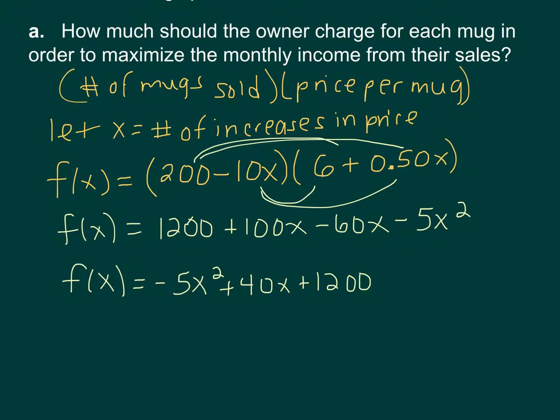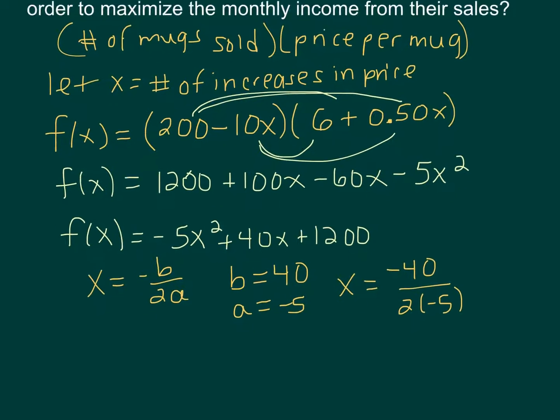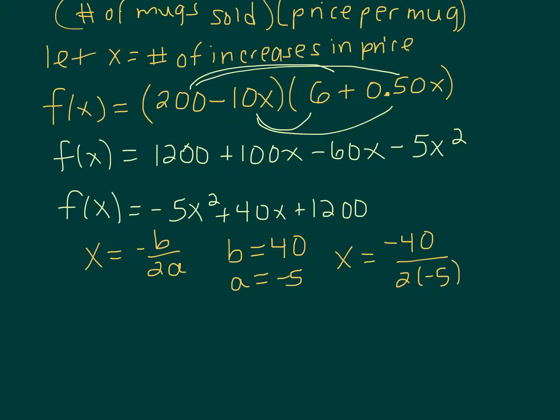So now we're still not done with this question. We need to know how much we should charge in order to maximize it. So what we need to find is the vertex. The x value of the vertex. So x equals negative b over 2a. We can do this now that we're in standard form. b equals 40 and a equals negative 5. So x equals negative 40 over 2 times negative 5. So that is negative 40 over negative 10, so that's 4. x equal to 4.